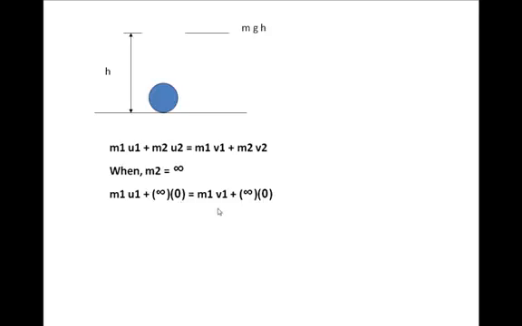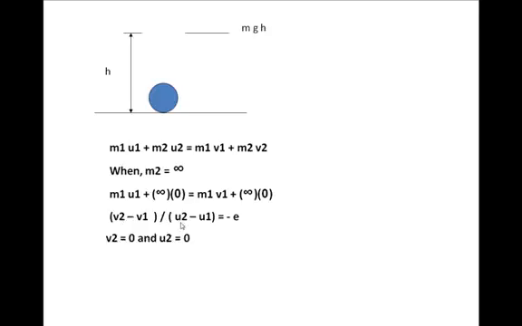Now this equation becomes mathematically invalid, with infinity into 0 equal to infinity into 0, and so on. That's why we can't use this equation. Now let's look at the other equation: (v2 minus v1) upon (u2 minus u1) is minus e. Now you see v2 and u2 are going to be 0.